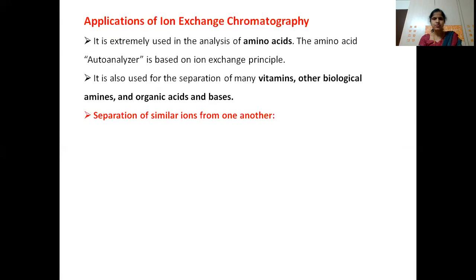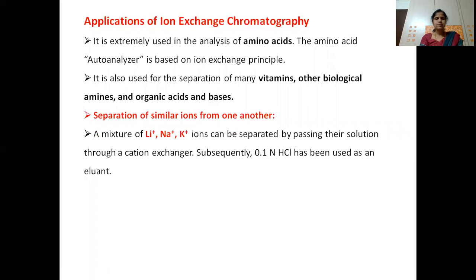Separation of similar ions from one another. What does this mean? Suppose we have similar ions such as lithium, sodium, potassium ions, which are unipositively charged. How do we separate these ions? All are positively charged, so what we need is a cation exchanger as the stationary phase.